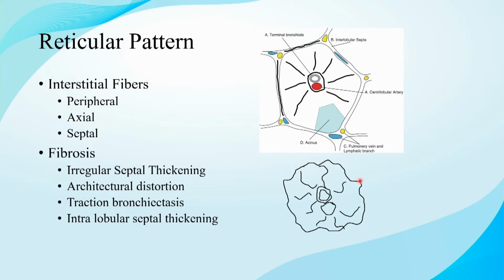There is thickening, which results in the loss of the architecture, that is architectural distortion. That is, the anatomy of the pulmonary lobule is lost. It has lost its polyhedral shape. And also there will be dilatation and pulling of the bronchiole because of the fibrosis, which we call traction bronchiectasis or bronchiolectasis. And associated with this, there will be thickening and irregularity of the intralobular interstitium, called fine reticulation or intralobular septal thickening.